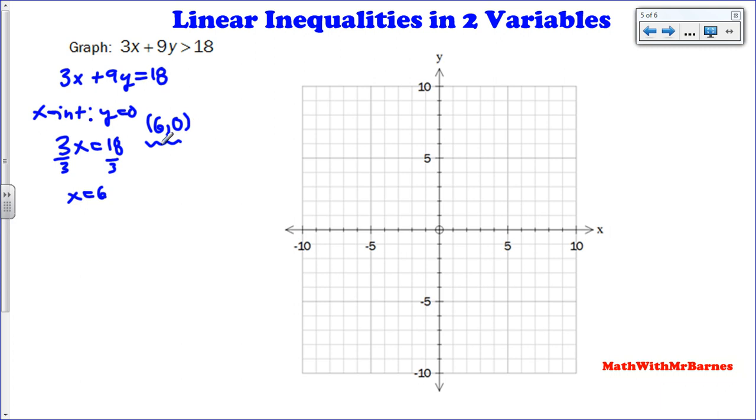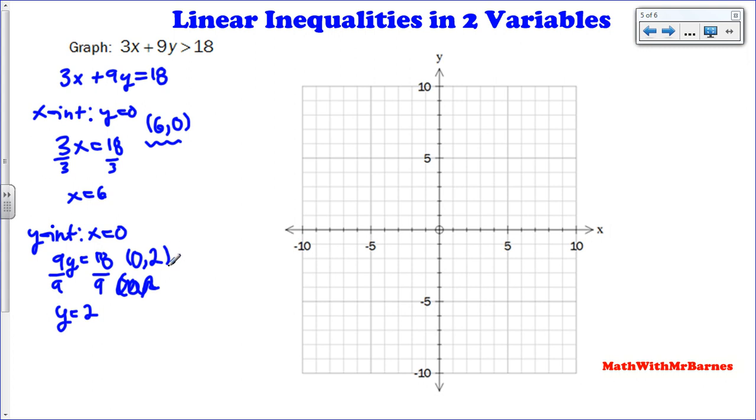All I need to graph a line is 2 points. The x and y intercept just happen to be special points. For my y-intercept, I let x equal 0. When I do that, this part goes away, so I'm left with 9y is equal to 18. Divide both sides by 9, and then I get y is equal to 2. So now I can write up my other point: (2, 0). Oops, scratch that out. (0, 2). So I plot both of these points.